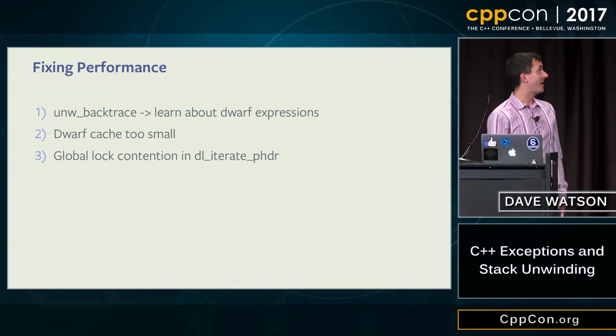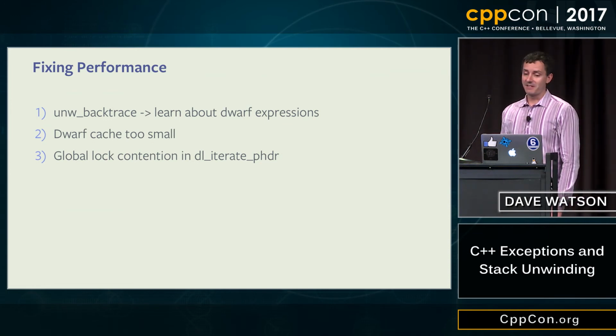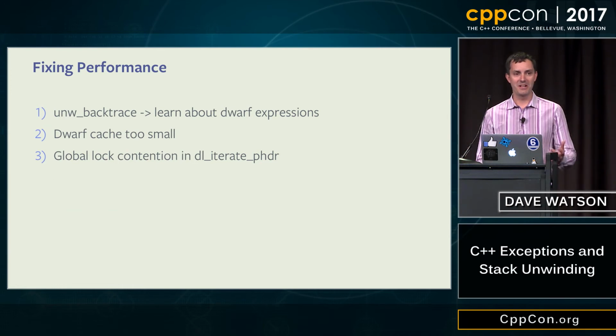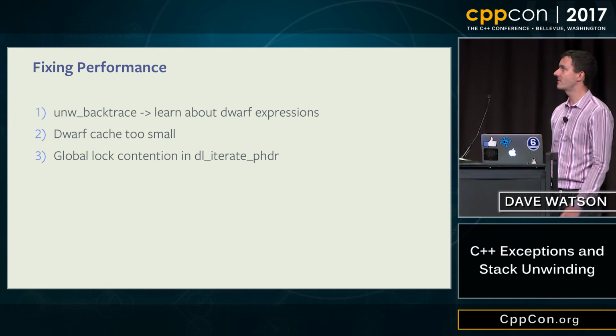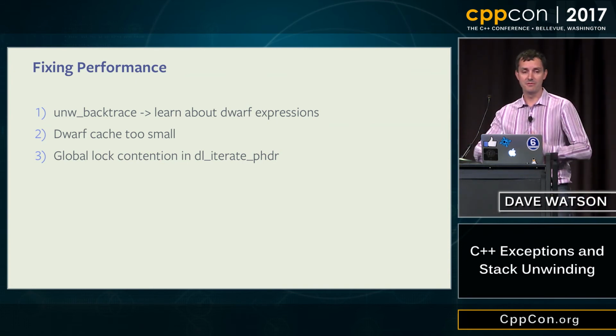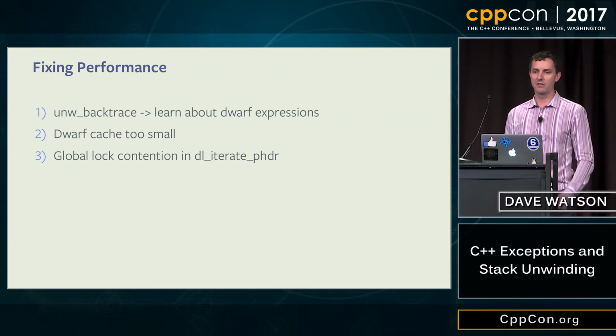And then we still hit the global lock contention in dl_iterate_phdr, which is really what was slowing everything down. So we were hitting global contention for a multi-threaded program. I don't actually have a great solution for that yet. You can, of course, do things like lock-free lists, but nothing is guaranteed to still be safe with dlclose at the same time.